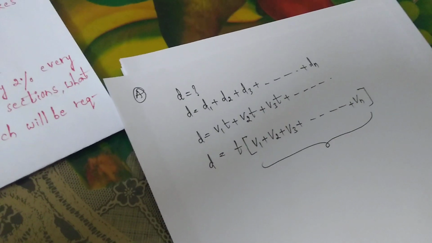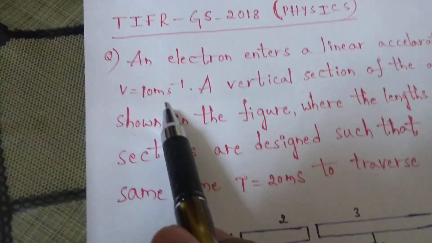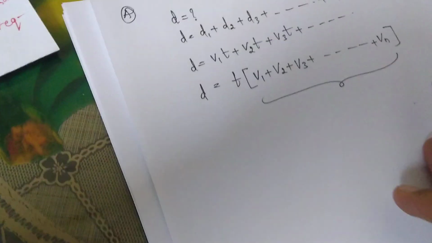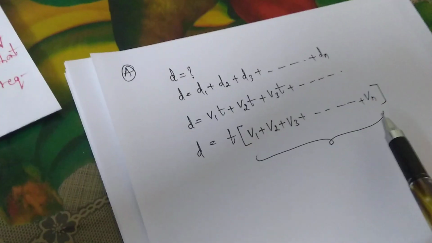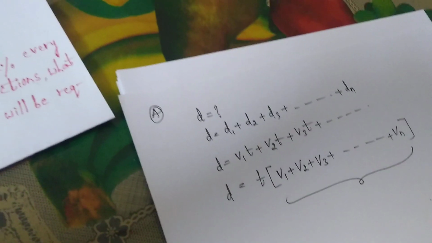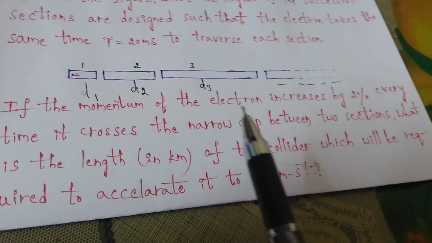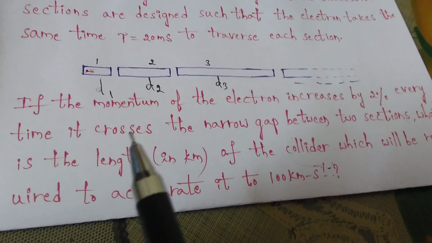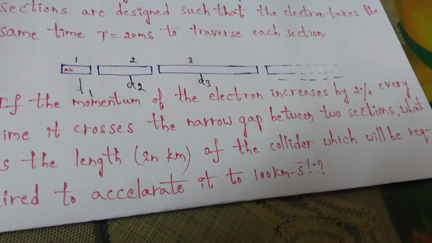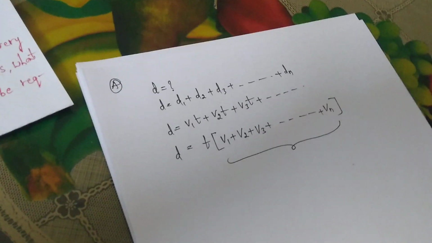But this is not an easy task. For section 1, they have given the velocity v equals 10 meters per second. But what about the other sections, v2, v3 and so on up to vn? We don't have any information. So what are we going to do now? If you carefully observe the question, they have given something: the momentum of the electron increases by 2% every time it crosses the narrow gap between the two sections. So using that we are going to find out what this sum is.